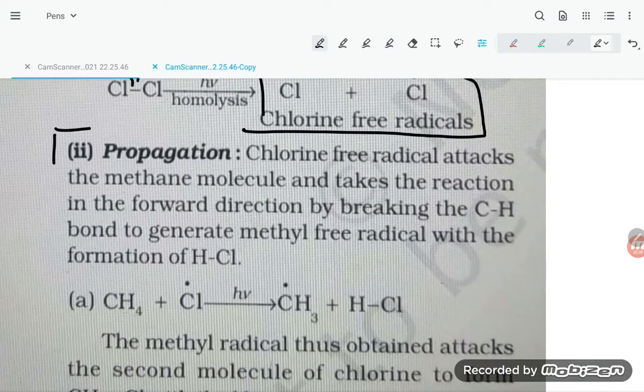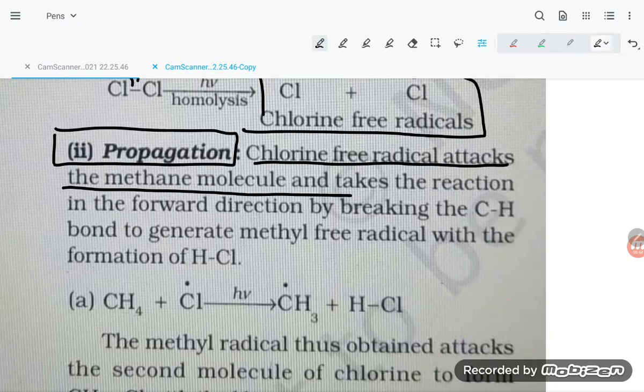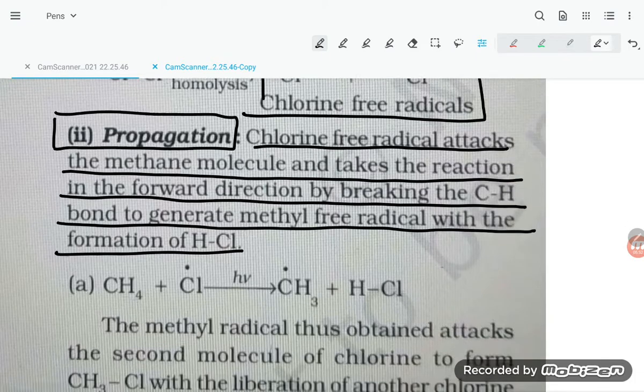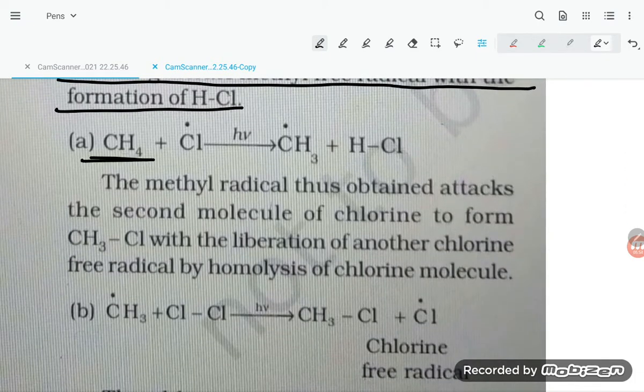Now we are going for the chain propagation, where the chain will become longer. The chlorine free radical attacks the methane molecule and takes the reaction in the forward direction by breaking the C-H bond to generate the methyl free radical with the formation of HCl. So here methane is treated with the chlorine free radical, and it will give the methyl free radical and HCl will be released.